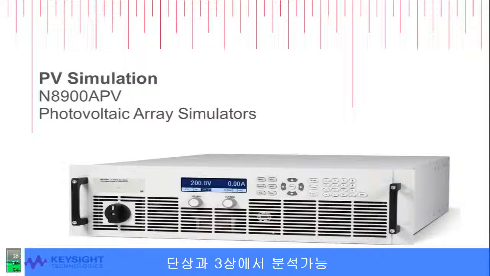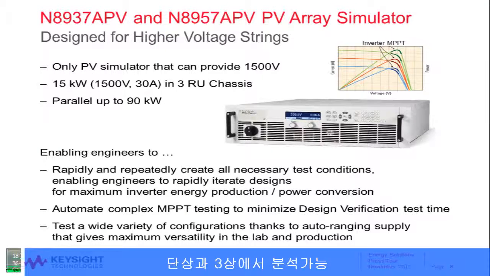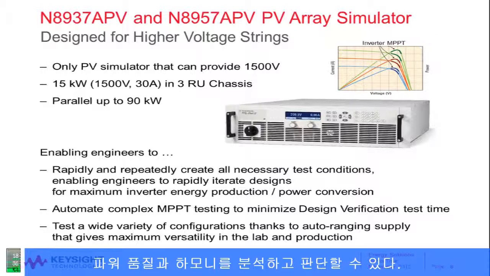So let me begin with briefly touching on a product called the N8900 photovoltaic PV simulator. The N8900 photovoltaic simulator is designed for simulating high voltage strings. This is when you take solar panels and you put many of them together into what's called a string, and you create a high voltage string. High voltage strings use energy more efficiently and use the investment in solar more efficiently. Therefore, this new photovoltaic simulator allows engineers to simulate those strings and therefore make a better product.